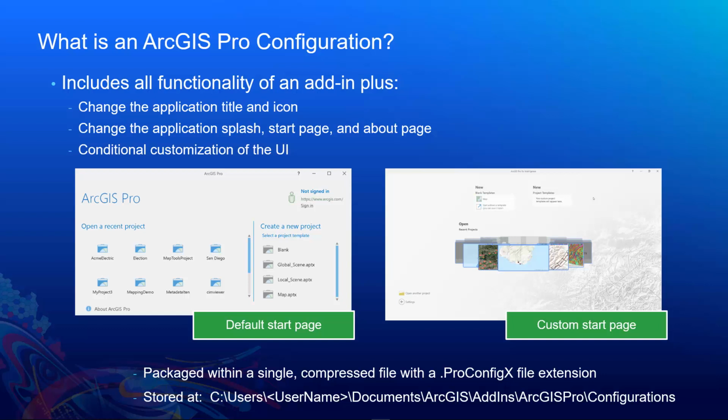These customizations are packaged just like add-ins into a single compressed file, but in this case it'll have the .proconfigx file extension, and those are stored at the path that you see here, just below the standard well-known folder for Pro add-ins, but in an additional configurations folder.